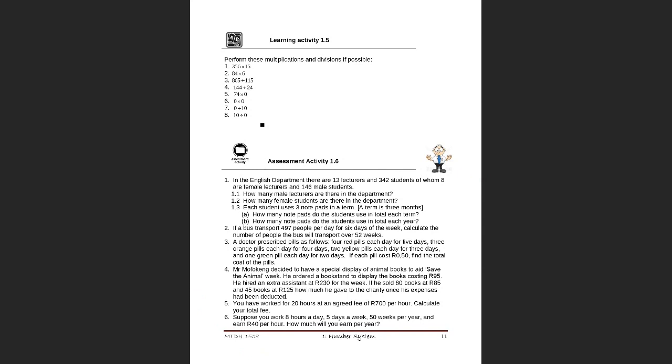It will be 4 times 5 equal to 20. Then 3 times 4 equal to 12. Then 2 times 3 equal to 6. Then 1 times 2 equal to 2. Then you add all these numbers. You say 20 plus 12 plus 6 plus 2 equal to 40. Then you take that 40 times 50 cents for each pill. It's going to cost 20 rand. Can we all see that? Yeah, that is correct.